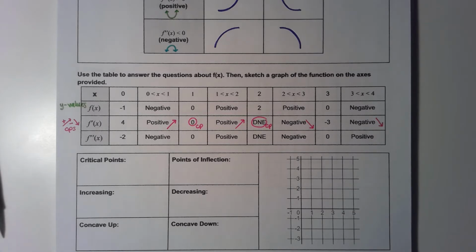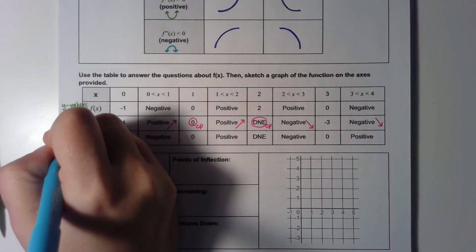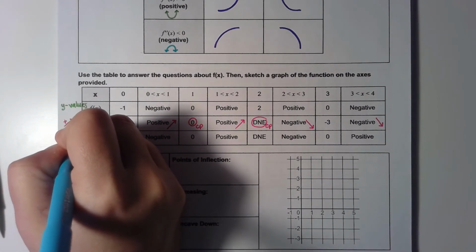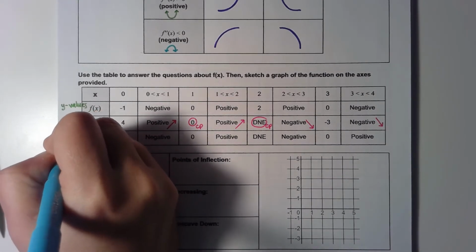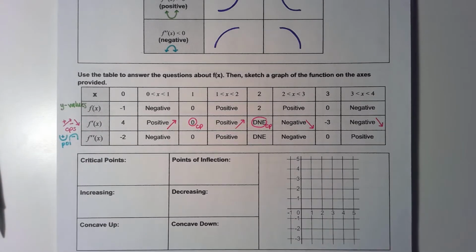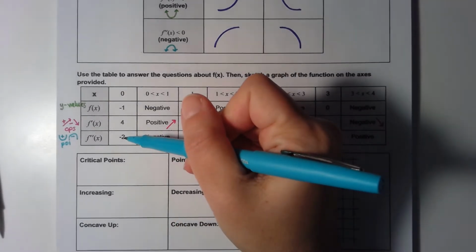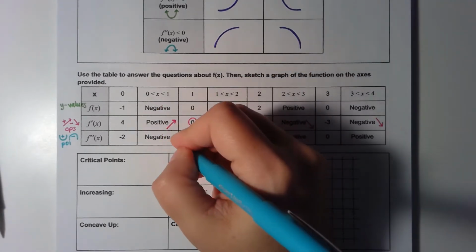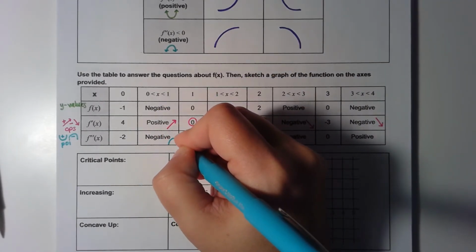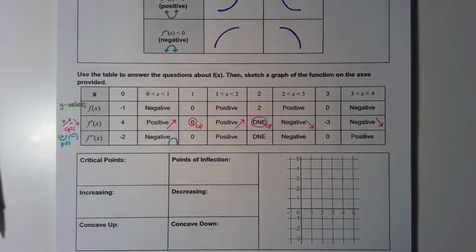All right, last but not least, we're going to talk about the second derivative. Now, the second derivative is going to tell us whether our graph is concave up or concave down, and it's also going to help us figure out the points of inflection, which I'm going to abbreviate POI. So the first thing to notice is that at 0, the second derivative is negative, and in between 0 and 1, it stays negative. So my function is concave down, like a frown.